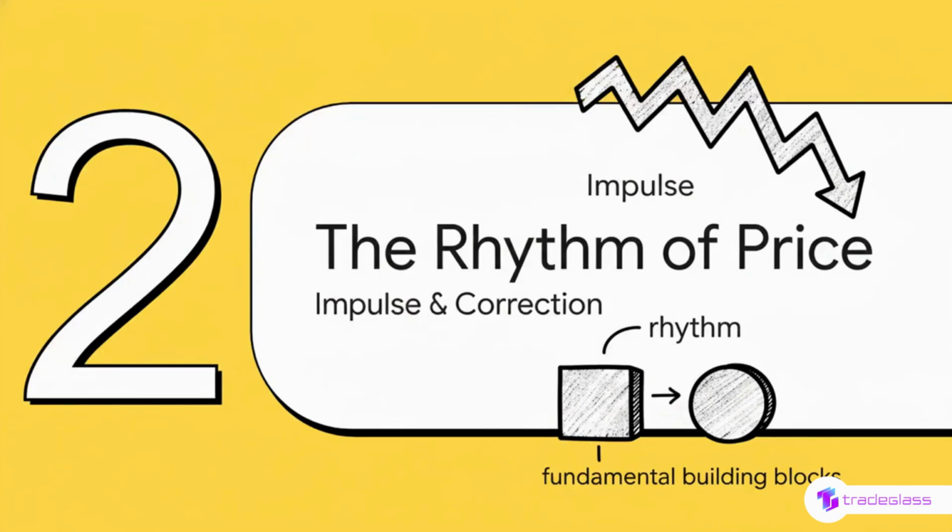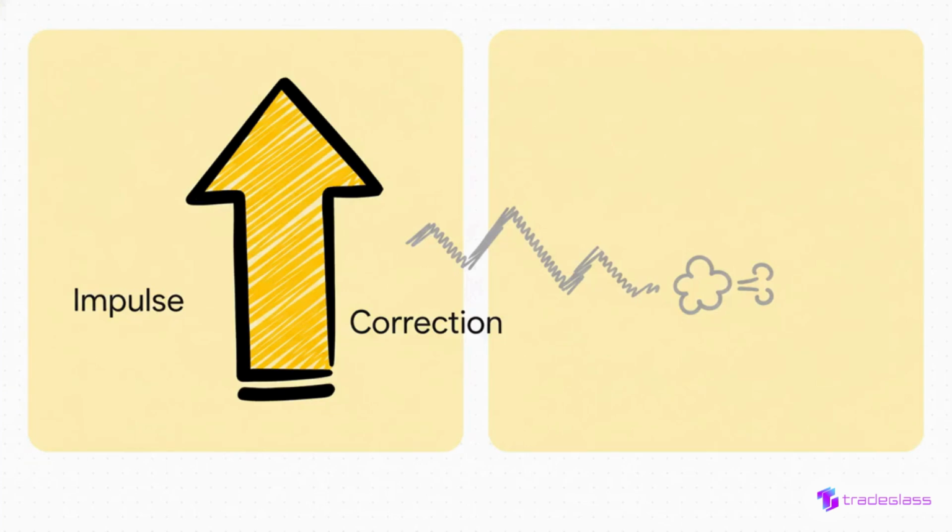Okay, so how does this whole structure thing actually work? Well, it's simpler than you might think. It's really just built on a basic two-step rhythm. Let's break down these two fundamental building blocks. All right, so on one side, you've got what we call the impulse. This is the big, strong, confident move, the one that shows you who's really in charge.